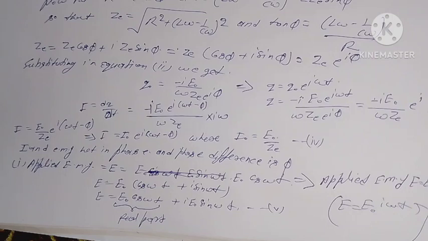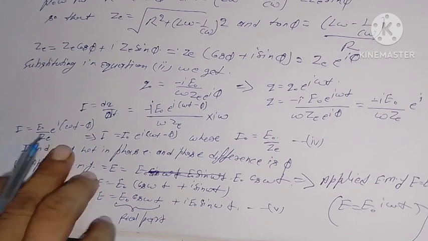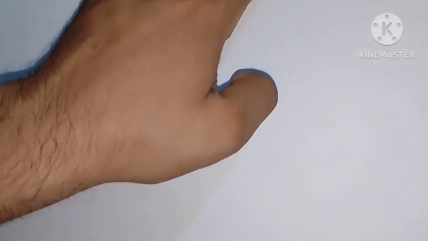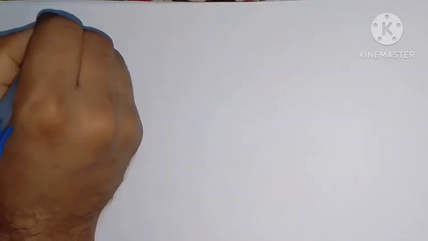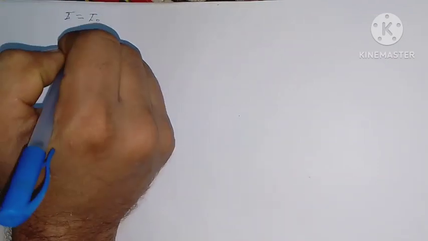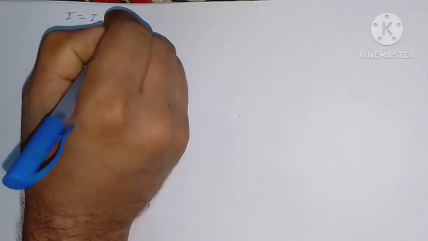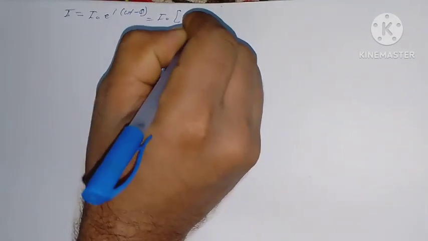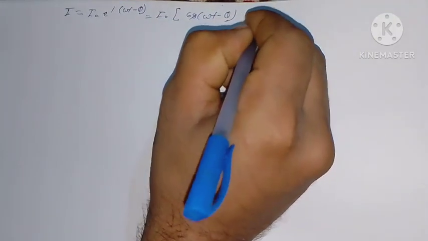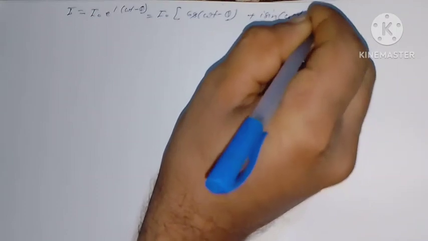Therefore, the steady state solution for the current I will be the real part of equation number 4, which may be put in the form I equal to I naught e to the power i(omega t minus phi) equal to I naught cos(omega t minus phi) plus i sin(omega t minus phi).